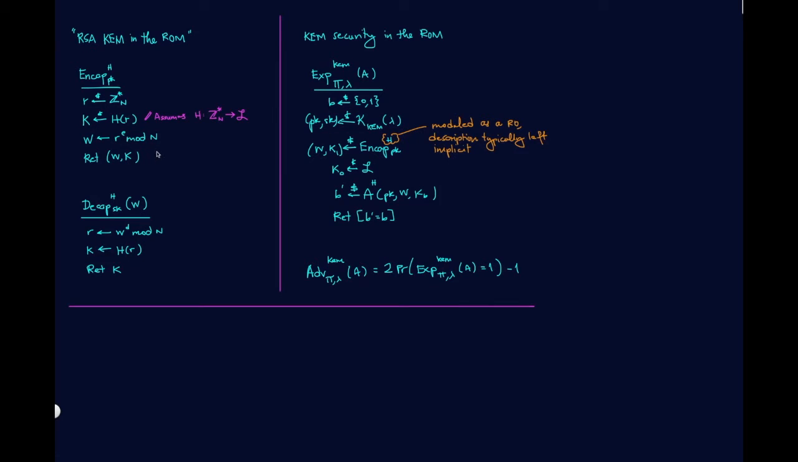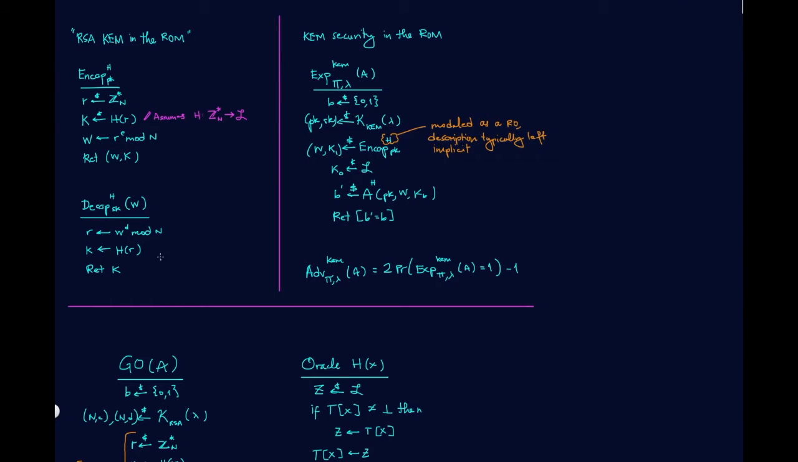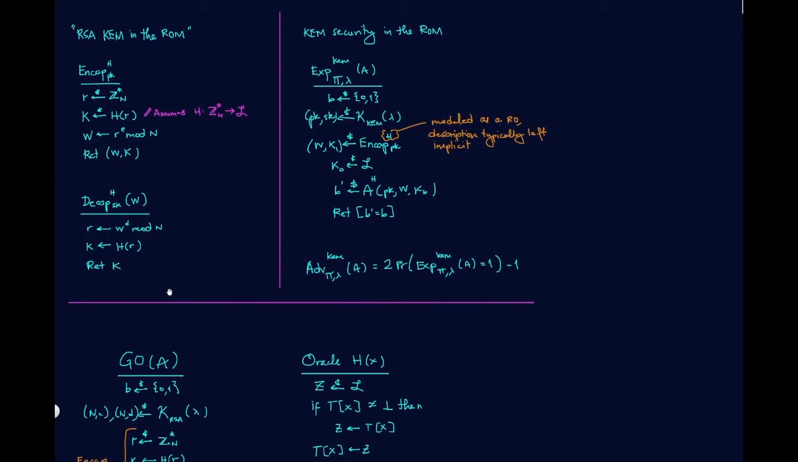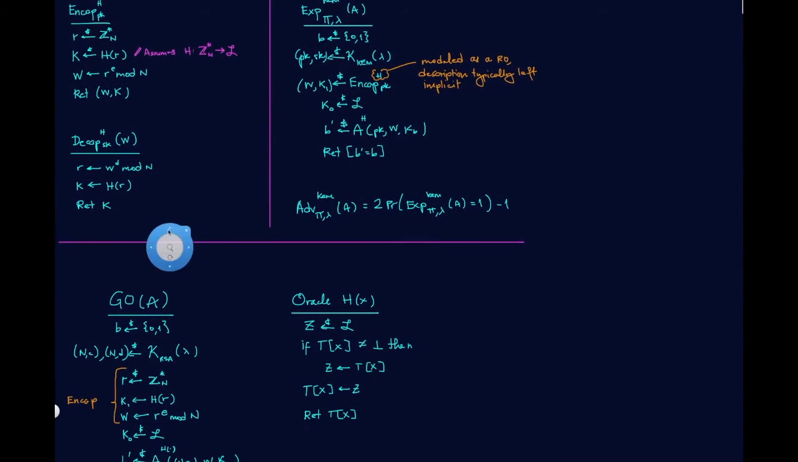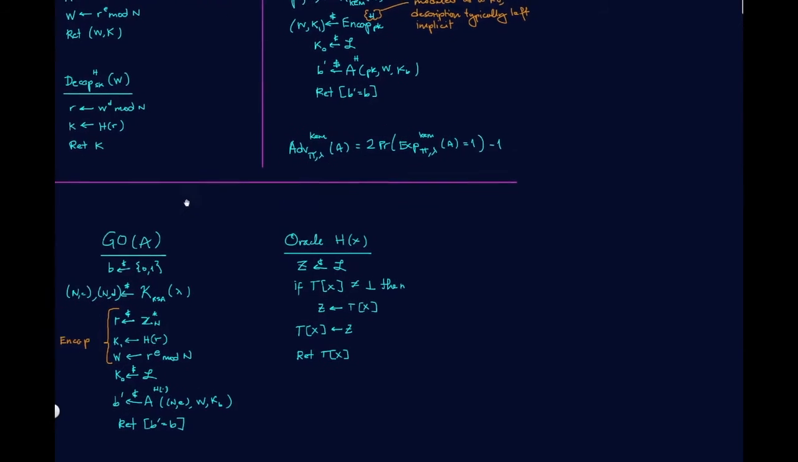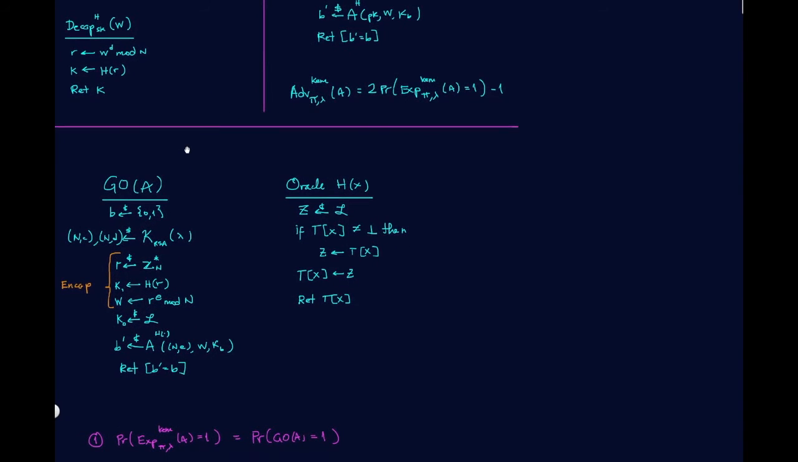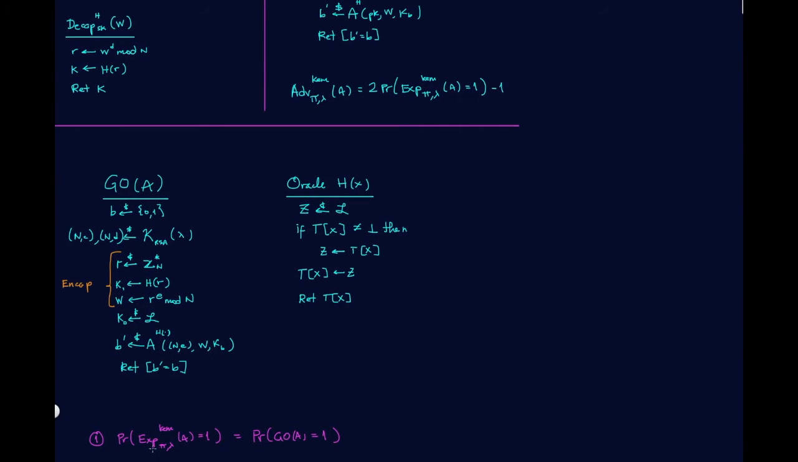So the way that we're going to do this is by a game-playing argument, and we're going to start with a game G0. That's going to basically implement the KEM game, but substituting for encapsulation what encapsulation actually does. So here is game G0. And we're going to argue that the probability that A wins the KEM game for this scheme is the same as the probability of this game outputting 1.